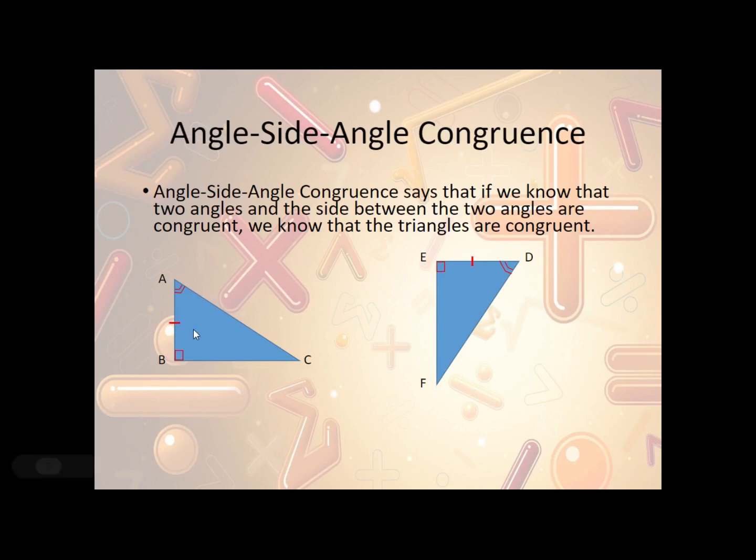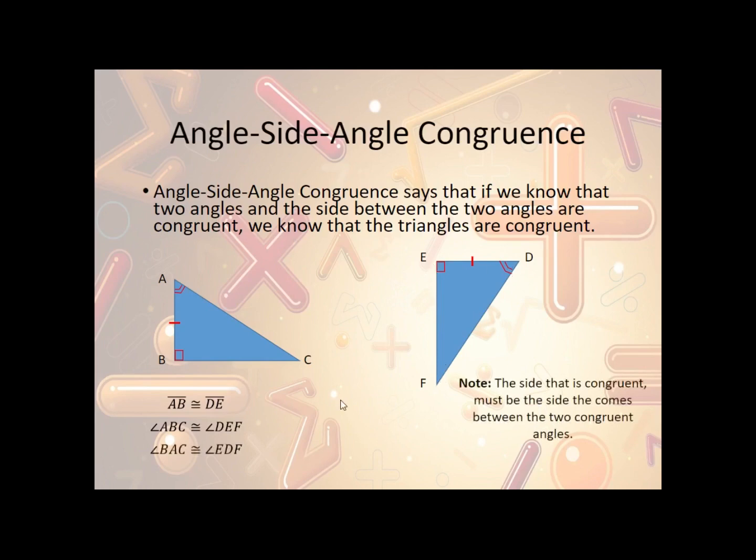So then let's restate what we know. Well, we know side AB is congruent to side DE. We know angle ABC is congruent to angle DEF. And we know angle BAC is congruent to angle EDF. So therefore, we have two angles and a side between them that are congruent, so we can use the ASA theorem to state that the triangles are congruent. So we can say triangle ABC is congruent to triangle DEF.